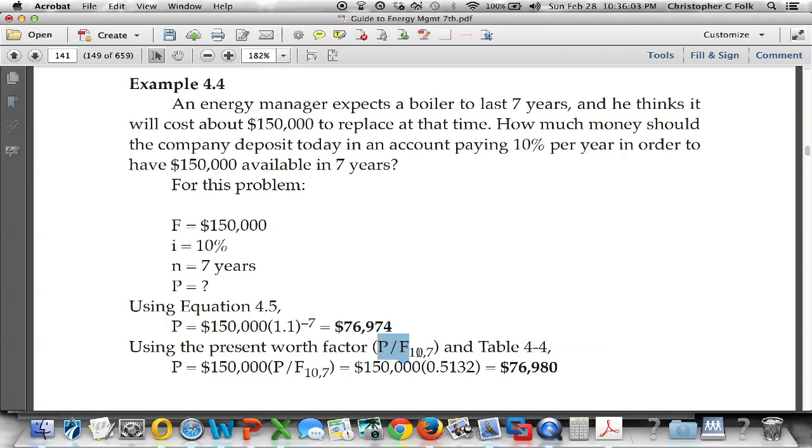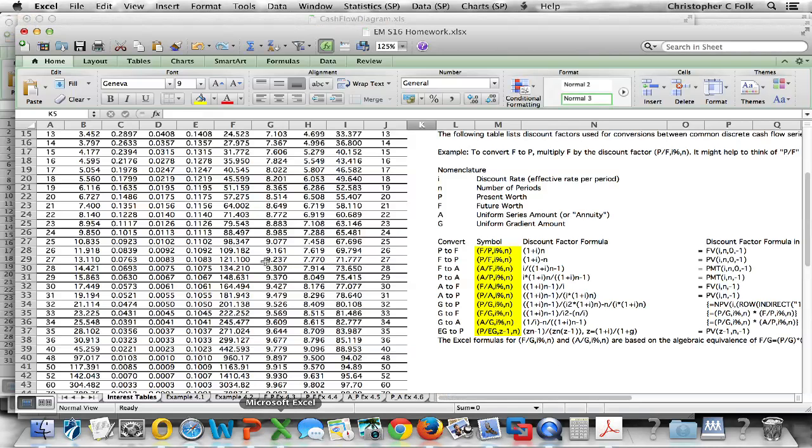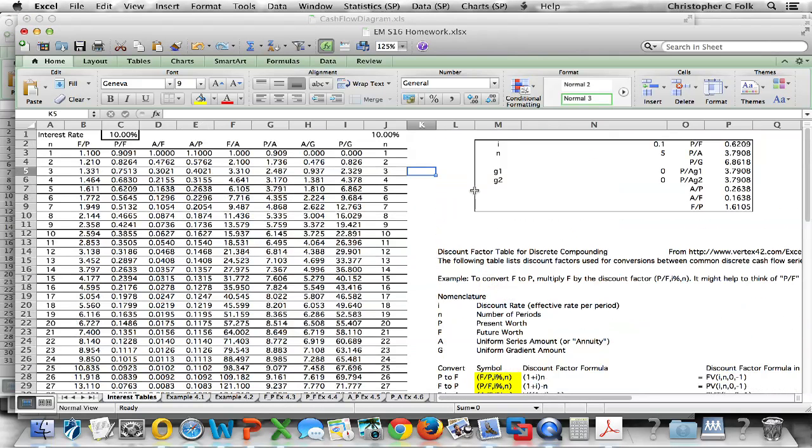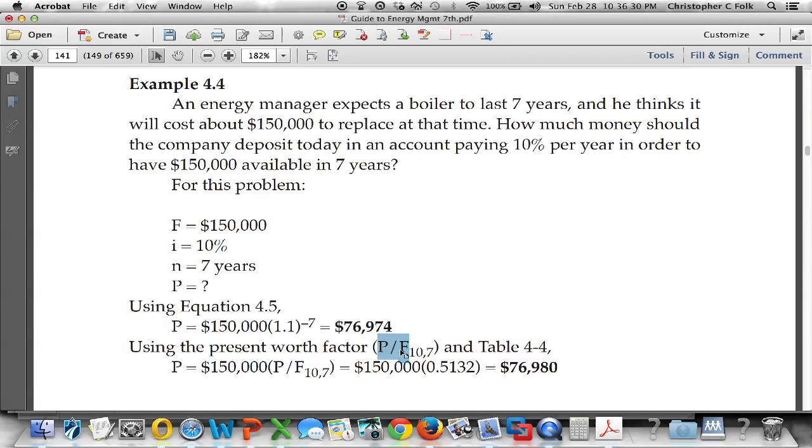10% interest for 7 years, again using the table 4-4. Well, I'll go to 4-4. Now we'll go to this spreadsheet here. So again, we're back here. We're on 10 years, right? This is 10%, and I want to know what that value is. Well, what was it we were looking for? We were looking for find F given P. I'm sorry, find P given F. Find P given F. All right.